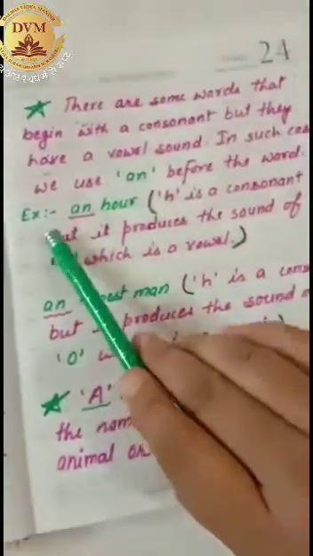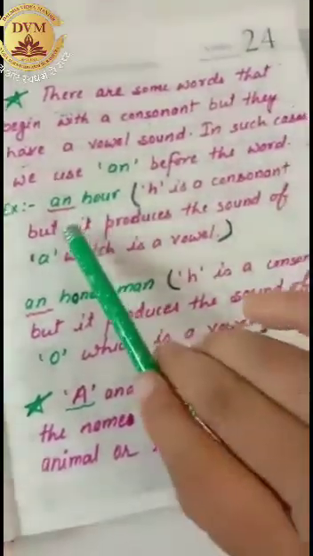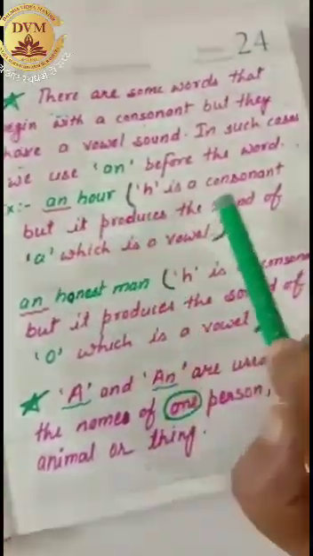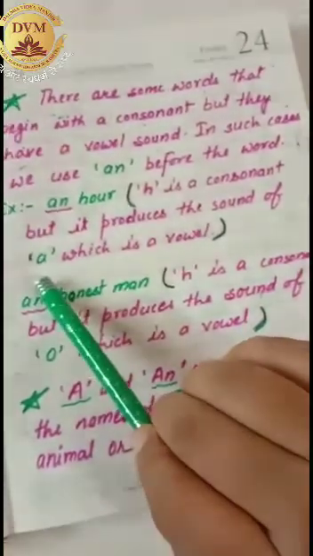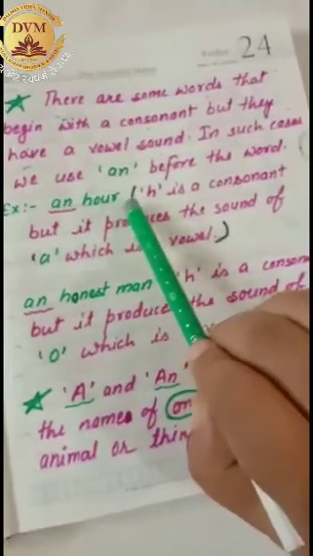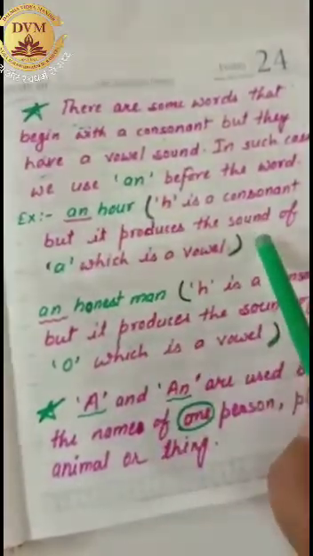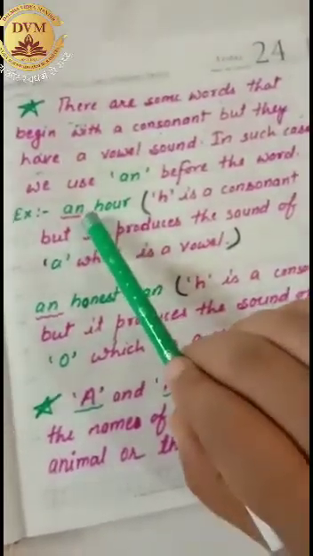See example, an hour. H is a consonant but it produces the sound of a, and R. We do not read it as haawar, HOUR, we do not read it like that, we read it as our. So this is giving a sound of vowel. That's why we are using an hour. Okay, H is silent here.